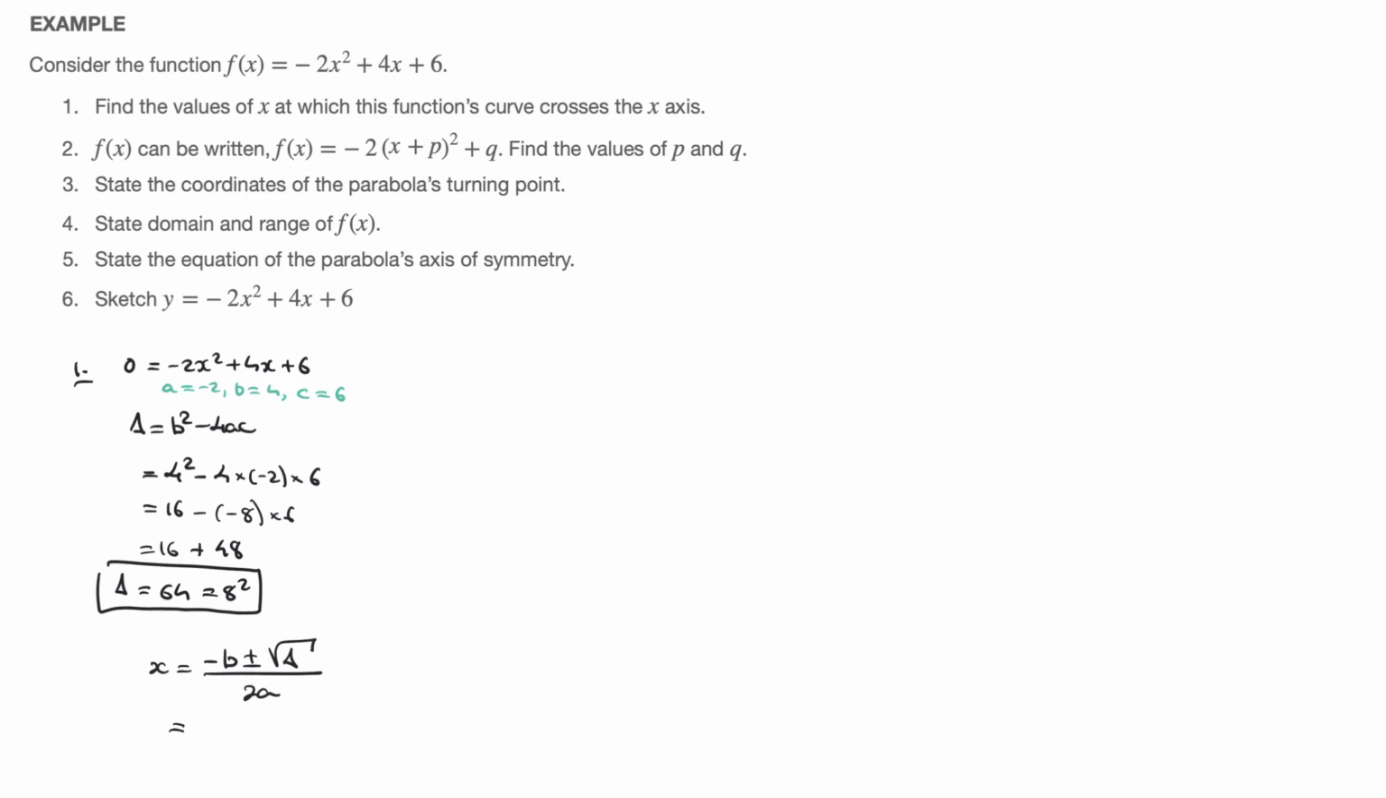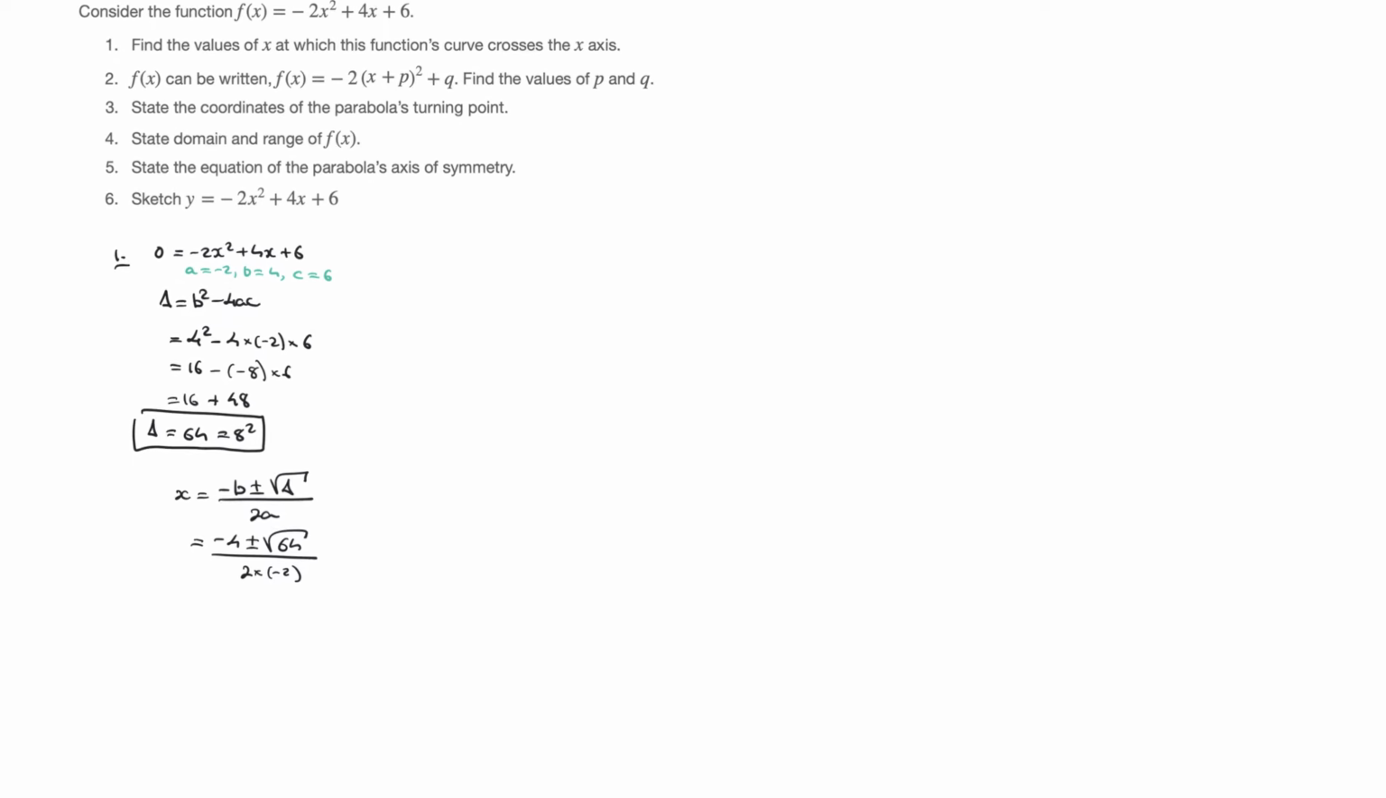That becomes, remember, we have our values here, a, b, and c. So the opposite of b, that's going to be the opposite of 4, or negative 4 if you prefer. That's negative 4 plus or minus the square root of delta. That's the square root of 64. Over 2a, so that's 2 times negative 2. We're okay with that?